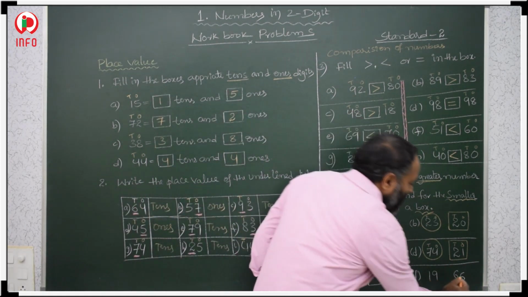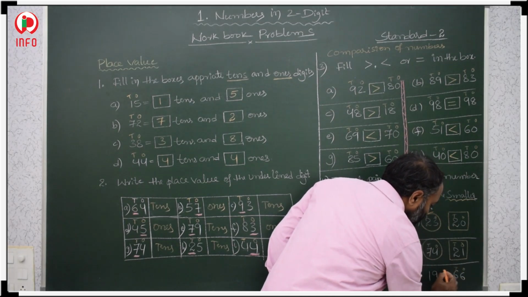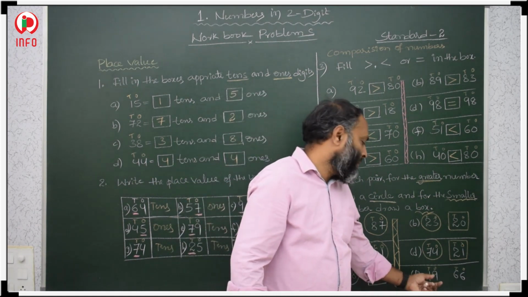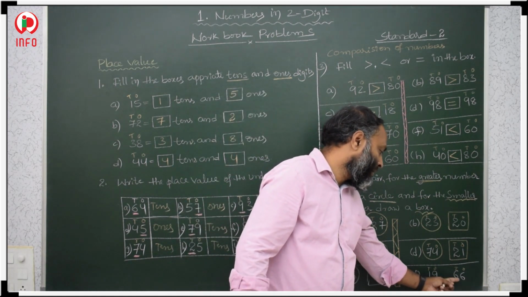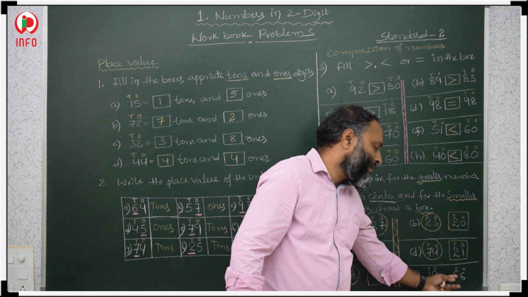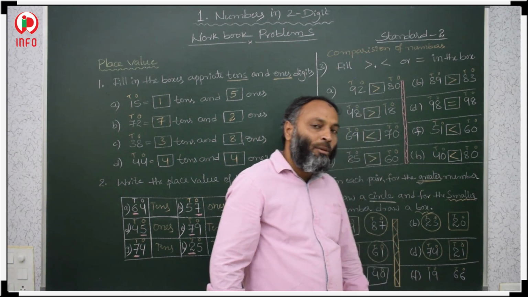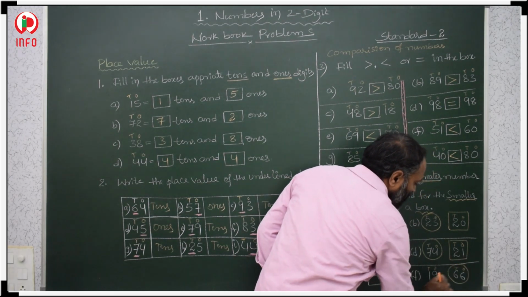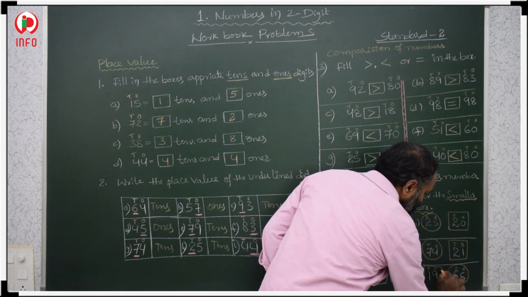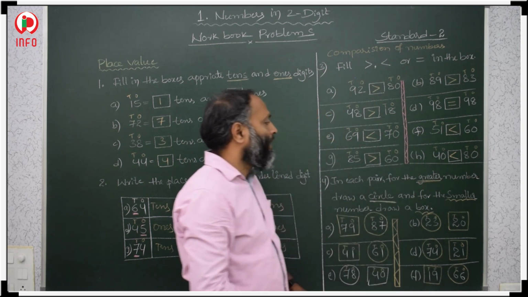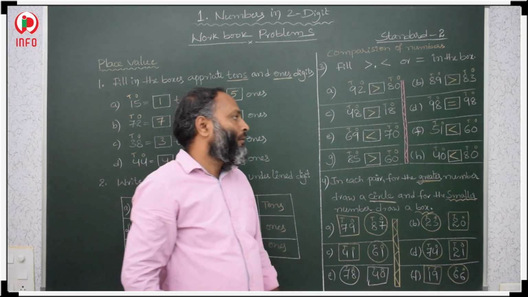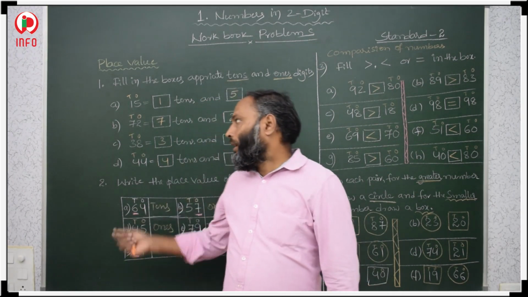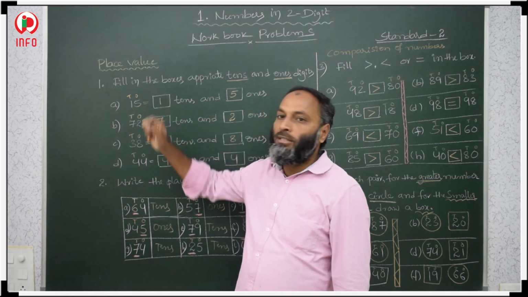Now, here it is ones place, tens place. Then how to compare? In tens place, 1 and 6. In 1 and 6, 6 is bigger. For the bigger number, circle. Smaller number, in box. So in this way, we have to compare and we have to write. Okay? These two questions are based on comparison, and these two questions are based on place value.